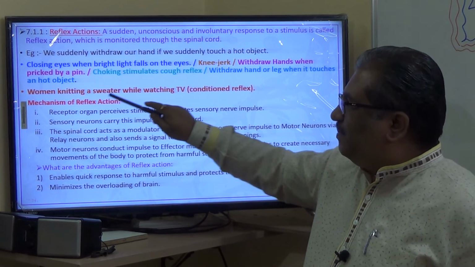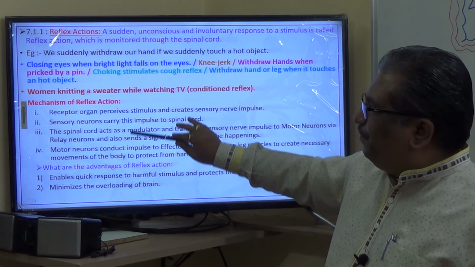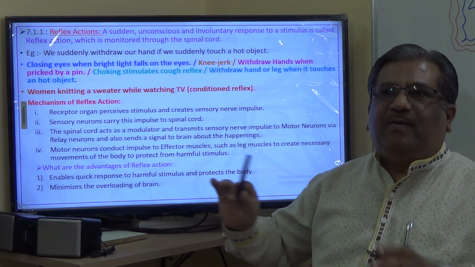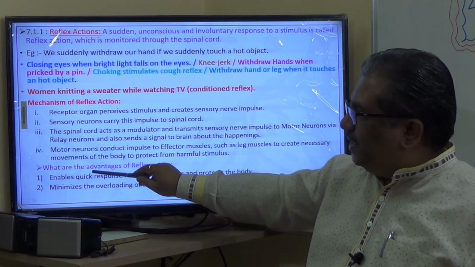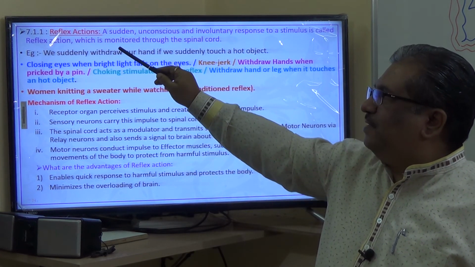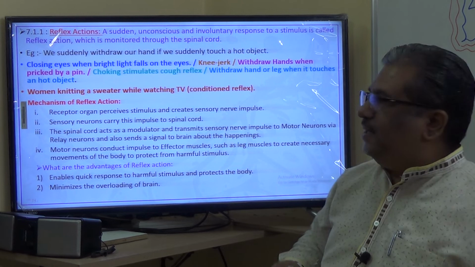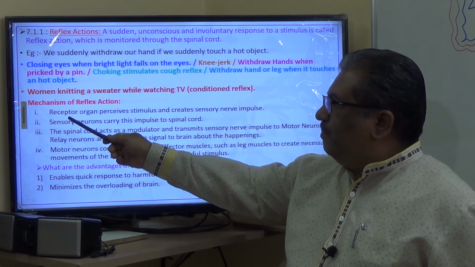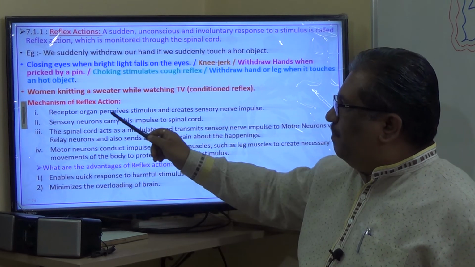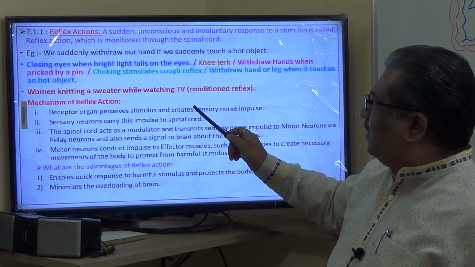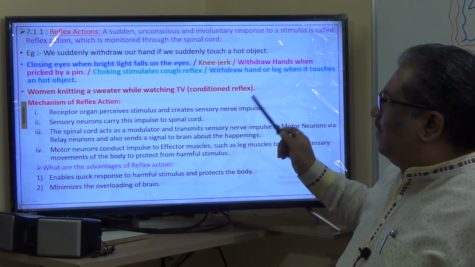So what is the mechanism of reflex action? I'll read this, very clearly explained. What is the mechanism for this reflex action? These few points explain how the reflex action in total takes place. Let's see. Mechanism of reflex action. First point, the receptor organ perceives the stimulus and creates a sensory nerve impulse.